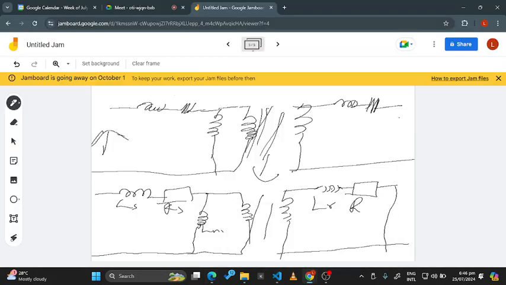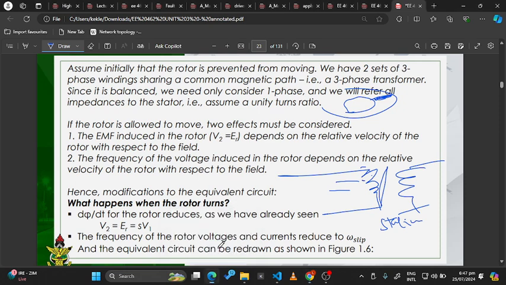So you see, this is just RR. Then this will be VS with a speed of omega E, and this side is going to be VR, and the frequency is omega slip. But as we are looking at it in the stationary state, omega slip will be equal to omega E. So then this is also going to be omega E. If the rotor is allowed to move, the effect might be considered.